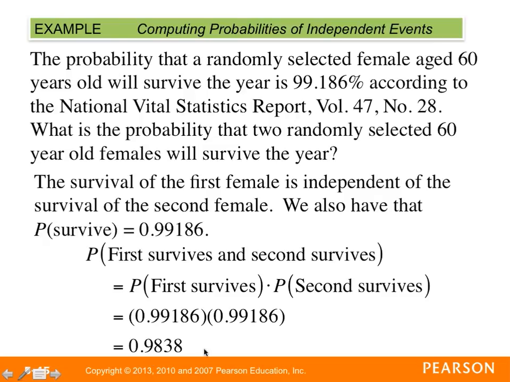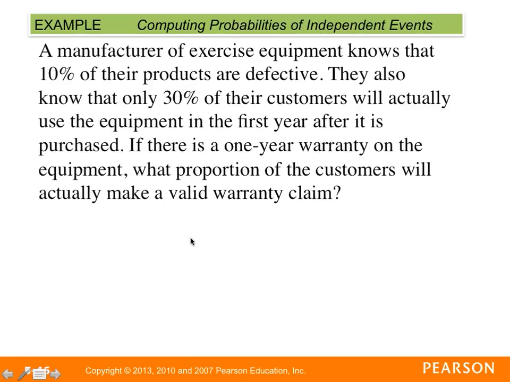You could also do this with more observations. What's the probability that 10 randomly selected 60-year-old females will survive the year? You could take 0.99186 and raise it to the 10th power.